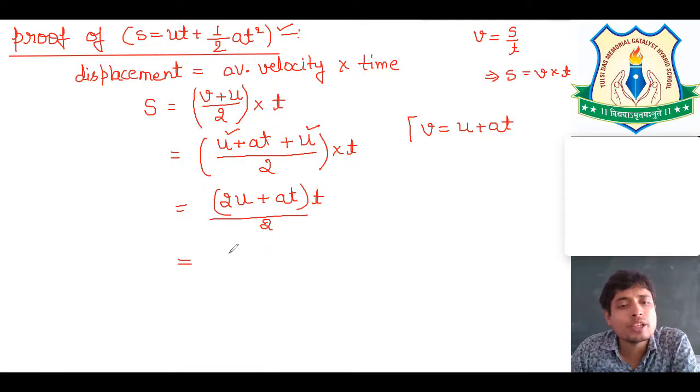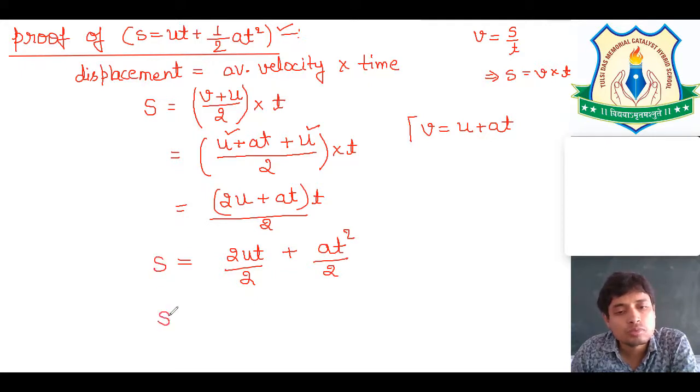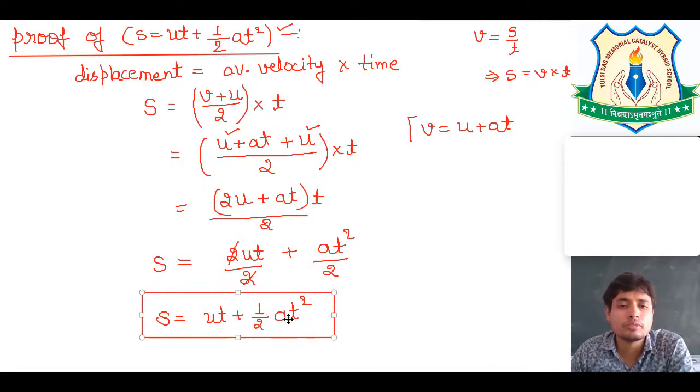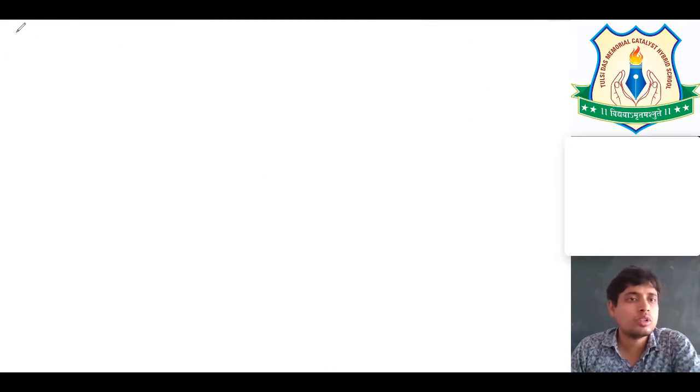Now multiply the t inside and I am separating the denominator on the both terms. 2 cancel out. ut plus half at square. So this is the proof of the second equation of motion. Copy this. Now the proof of the third equation of motion.